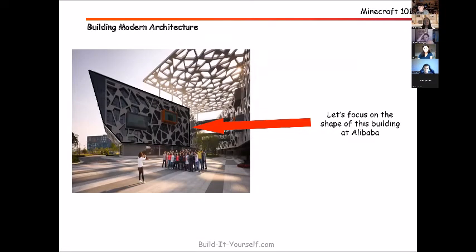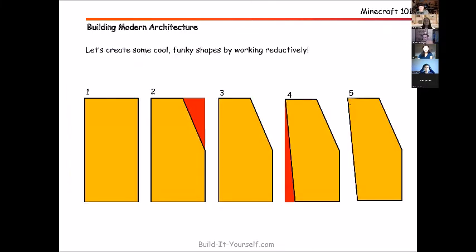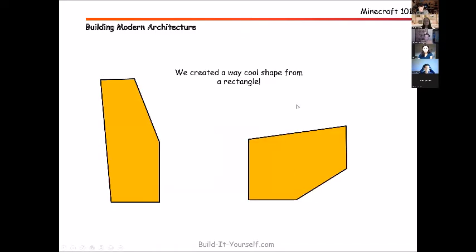So now, real quick, I'll show you guys what we might get into a few classes from now. We'll focus on the shape of this one building in Alibaba. It's actually pretty easy to build crazy, funky shapes by starting with something simple, like just a rectangle, and then chopping pieces away, like I did in steps 2 and step 4. At the end, we're left with a way cool shape that we developed from something that was just normal.